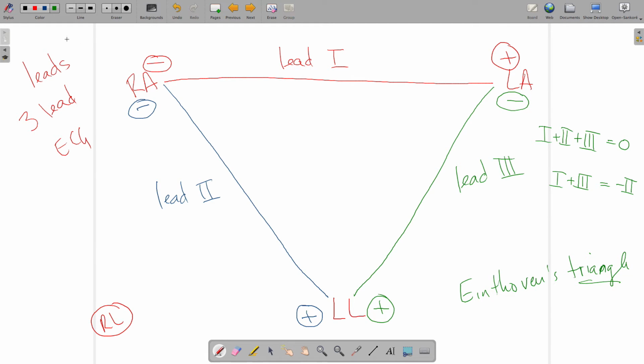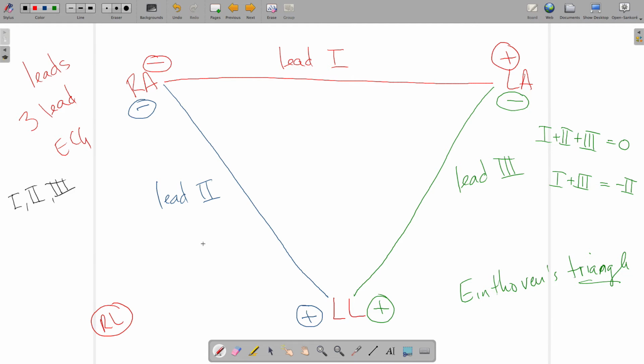All right, so there's this additional piece you need to know because, in fact, when you place these 4 stickers, right arm, left arm, left leg, right leg, you actually create a total of 6 leads. So the first 3 leads you create are leads 1, 2, and 3.